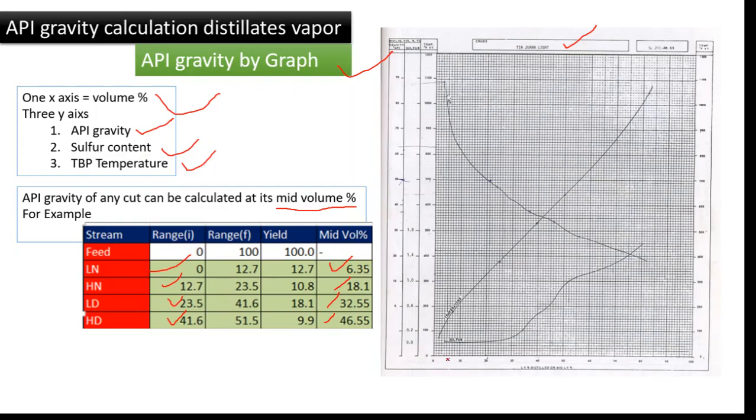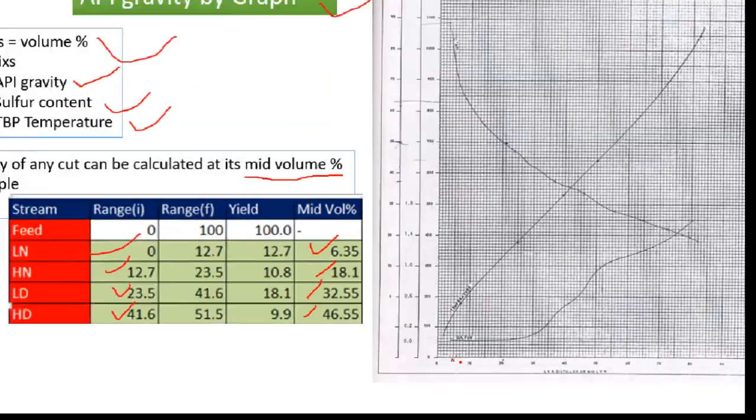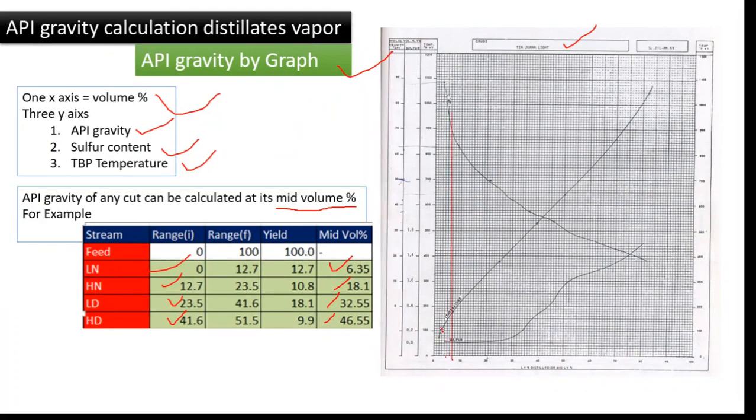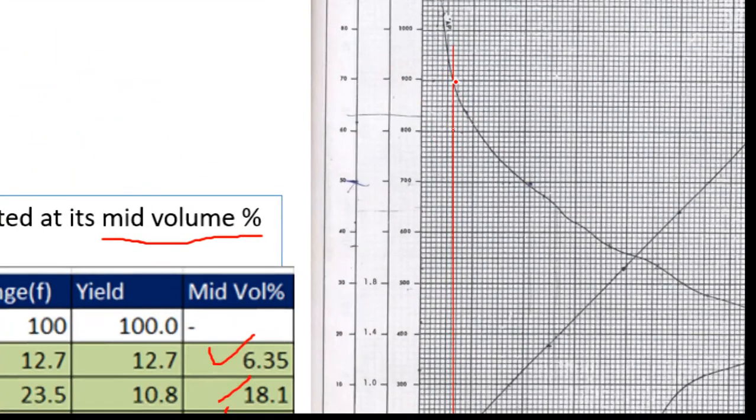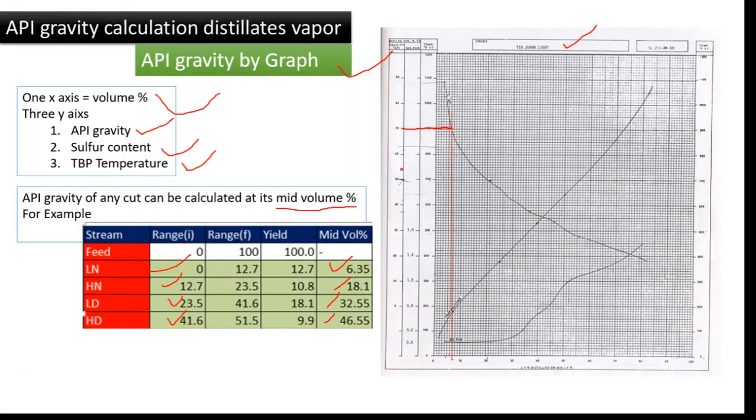For example, go to the x-axis and search for 6%. It comes around here, it's very close, this one, 6%. So this is the line for 6%. Then we go to the API axis, and it is very close to the 70 value, very near about the 70 value. So for light naphtha, similarly we can go for the heavy naphtha and for the others also with the help of the graph.